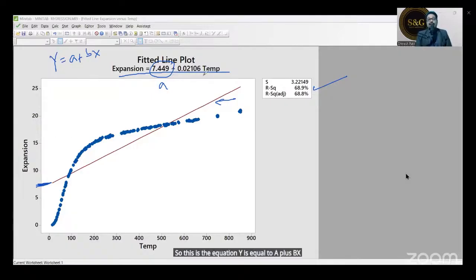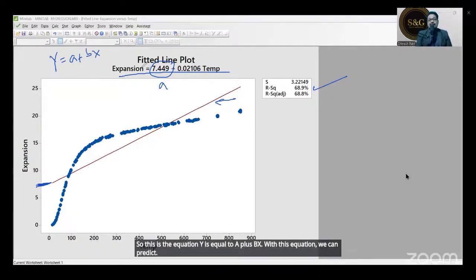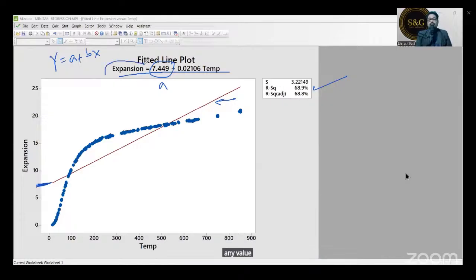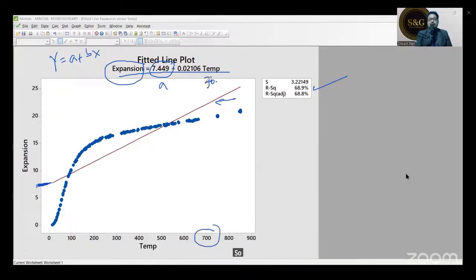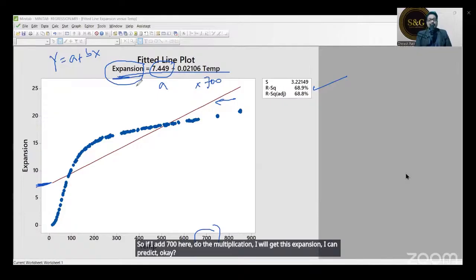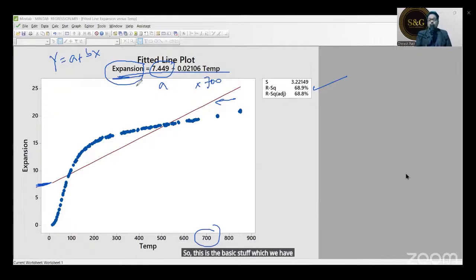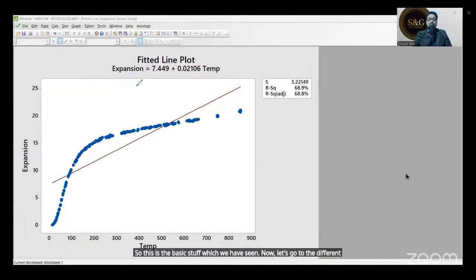With this equation, we can predict any value, any expansion. For example, if I want to predict what will happen if I give temperature 700, I add 700 here, do the multiplication, and I can predict this expansion. So this is the basic stuff which we have seen. Now let's go to the different one.